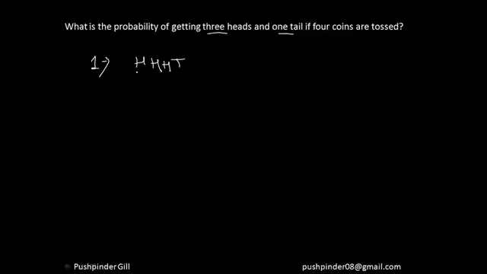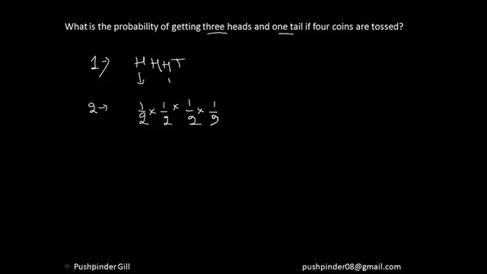So the second step is to list down the probabilities. The probability of getting 1 head is 1 by 2. Again, another head is again 1 by 2. Another head over here, it's again 1 by 2. And a tail, it's again 1 by 2.